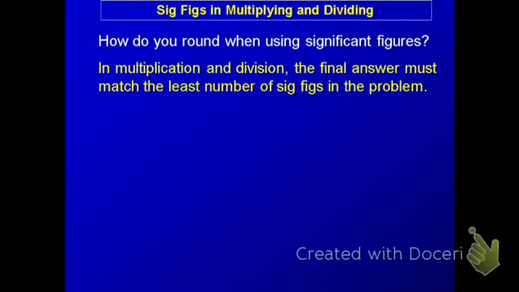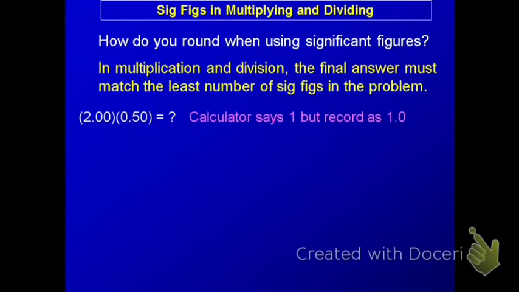In multiplication and division, the final answer must match the least number of significant figures in the problems. So for example, we have 2.00 times 0.50. If we plug that into your calculator, it says 1, but you're going to record the answer as 1.0. We look at this first 2.00, and that has 3 sig figs. 0.50 has 2 sig figs, so that means our final answer must have 2 sig figs. 1 does not work because it only has one significant figure, so we have to add 0.0 so that we have 2 significant figures.